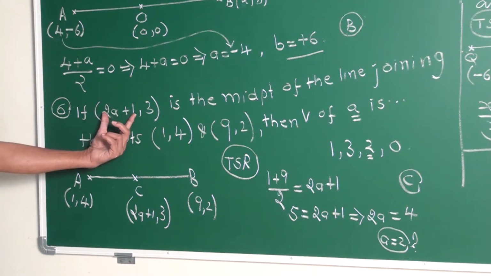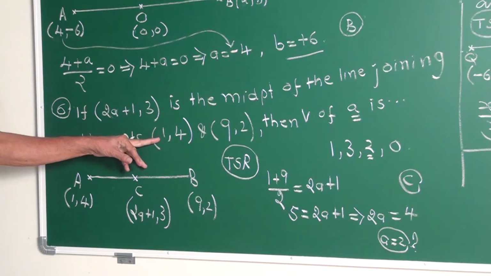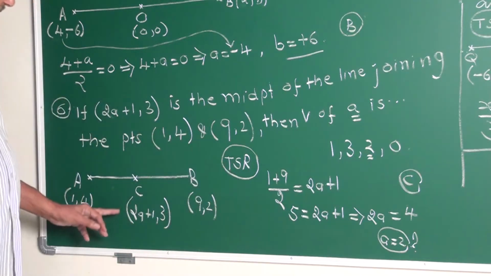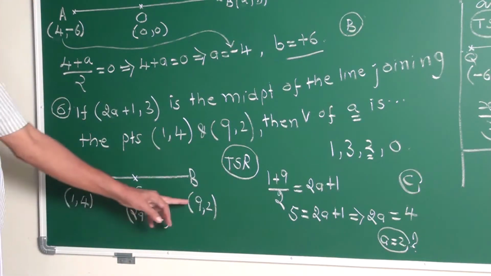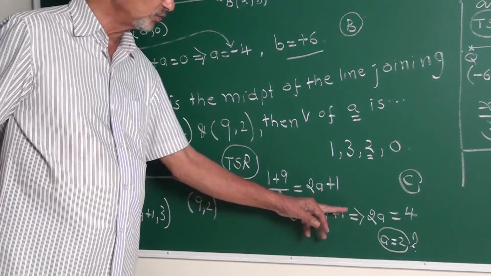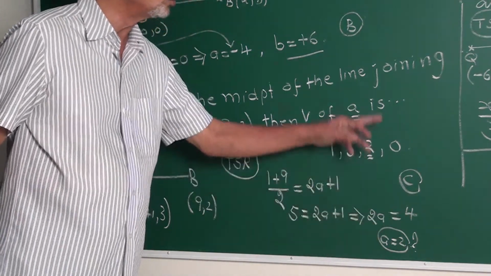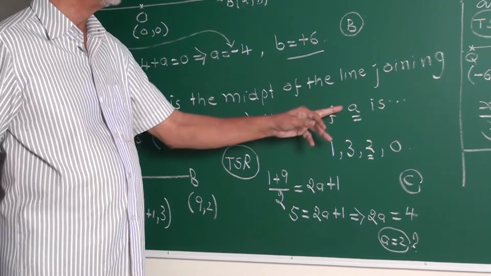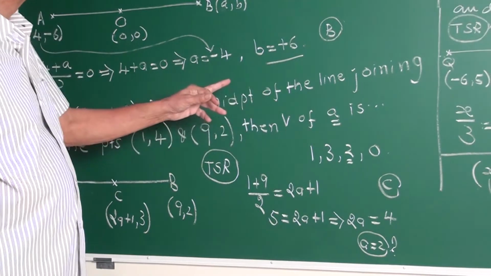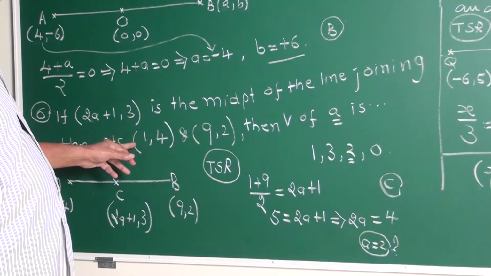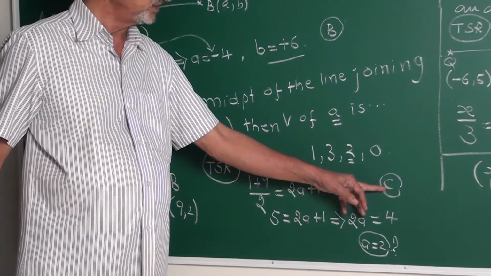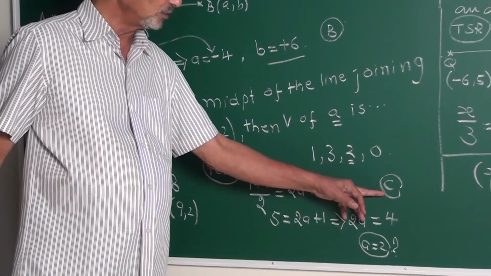The x coordinate of the midpoint equals the sum of the x coordinates of the points divided by 2. Same everything. 2a plus 1 equal to (9 plus 1) by 2. What is (9 plus 1) by 2? It is 5. What is the value of 2a? 5 minus 1 is 4. Then what is a? 2. A is 2 here. This is option C.